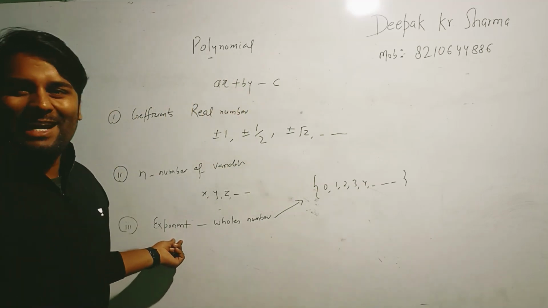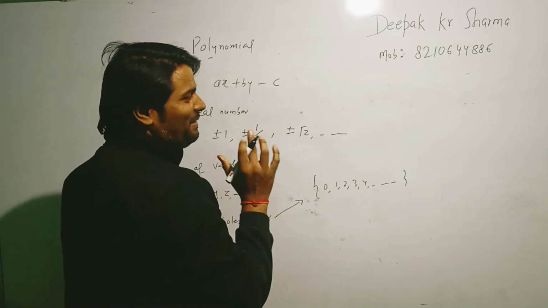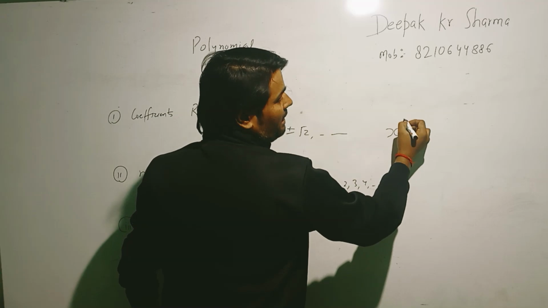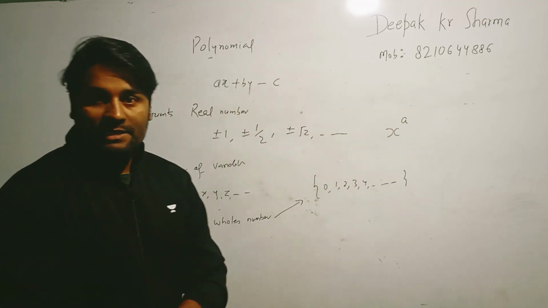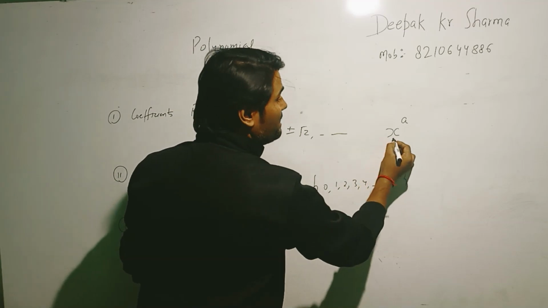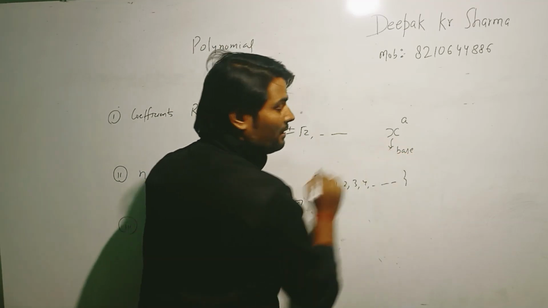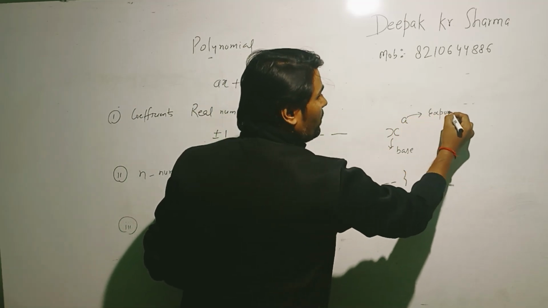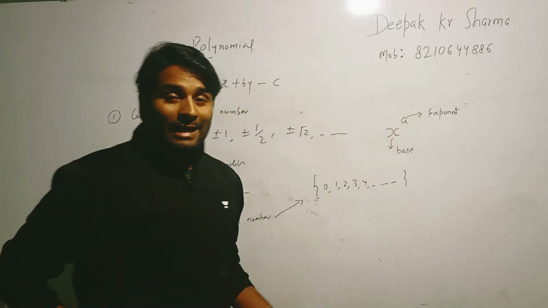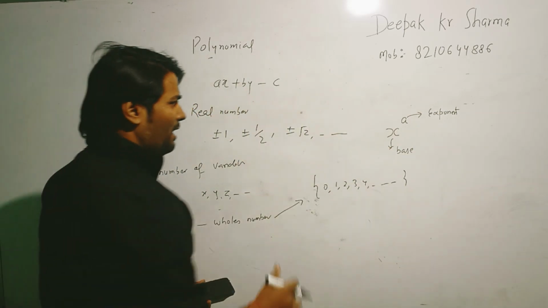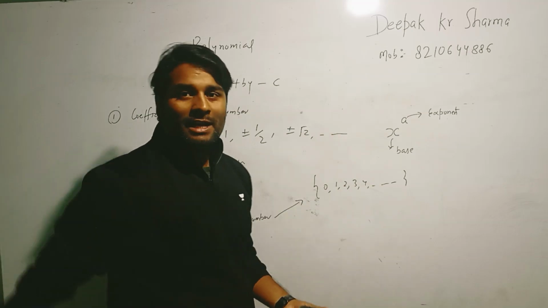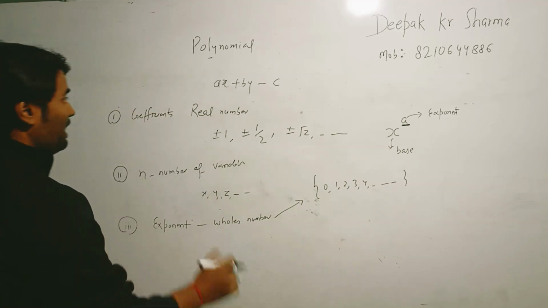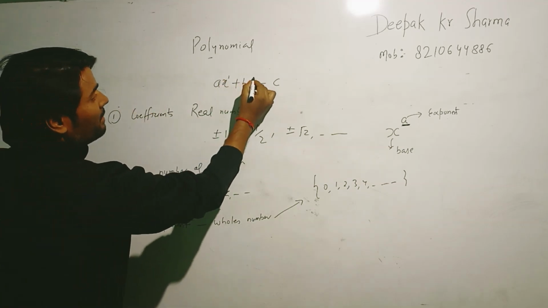But what is the exponent here? Let me again explain this. Suppose you are writing x raised to the power a, right? X raised to the power a. Here this x is known as the base and this a is known as the exponent, right? This a is the exponent. And we actually read it as x raised to the power a, right? So again you can see exponent means this.